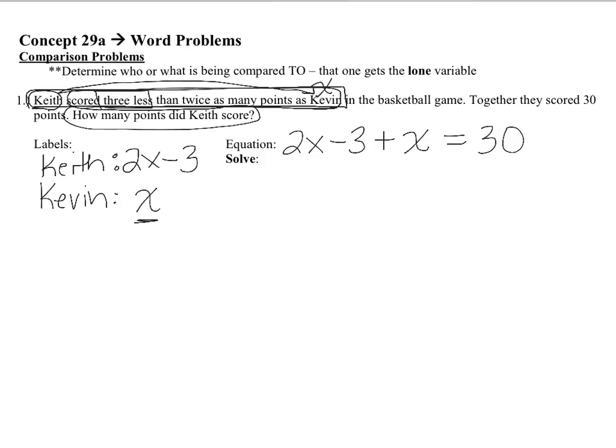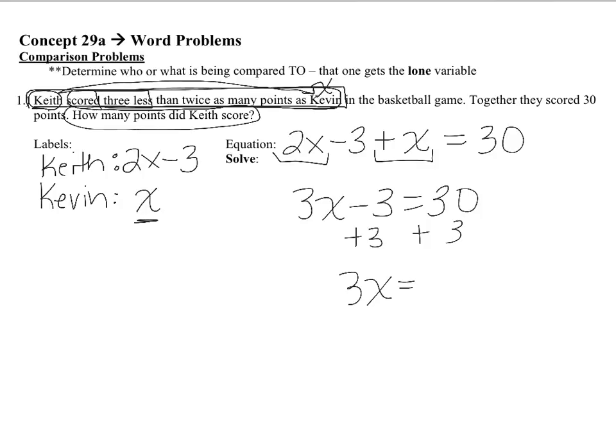So we combine our like terms. 2x plus x is 3x minus 3 equals 30. Solve for x. We're going to add 3 to both sides, and we get 3x is equal to 33. Divide by 3, and we get that x is equal to 11. So that 11 is how many points Keith scored. Keith scored 11 points. I'm sorry, Kevin. Kevin scored 11 points. Keith, however, scored 2x minus 3 points.